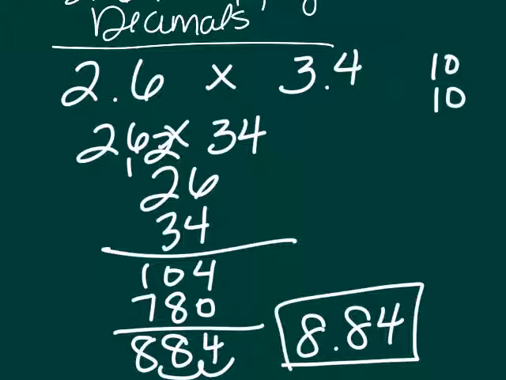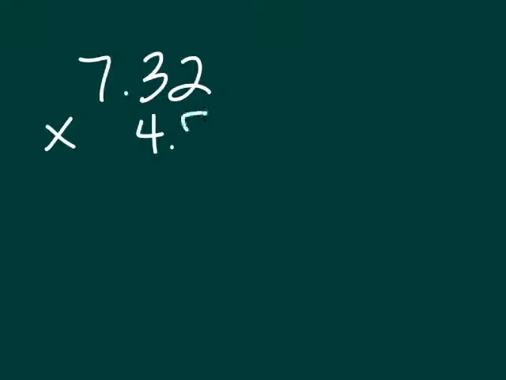All right, I'm going to show you one more. I'm going to show you a little bit different way to do it, because when we start the algebra concepts, I think these will help you. So if I have 7.32 times 4.5. So I already want you to get an idea in your head about what that should be.